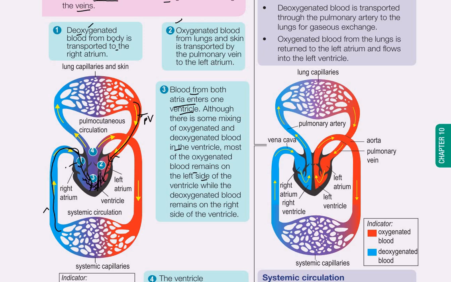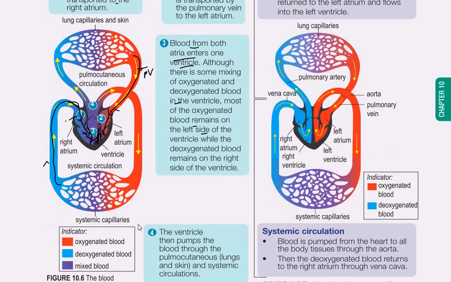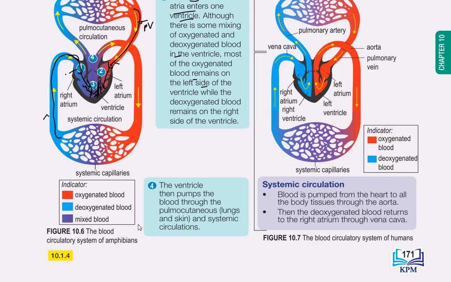Okay, so they will flow into this ventricle. That's why they mix together in the ventricle. So number 4, the ventricle then pumps the blood through the pulmocutaneous and also systemic circulation.